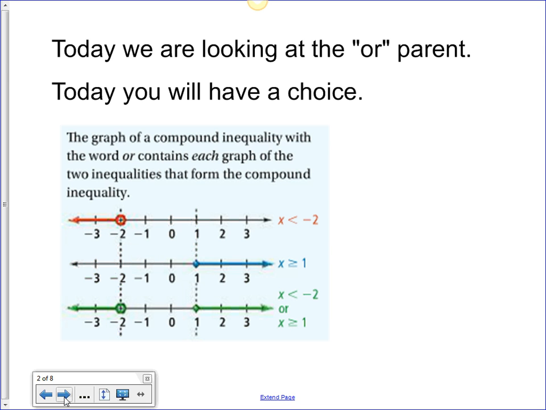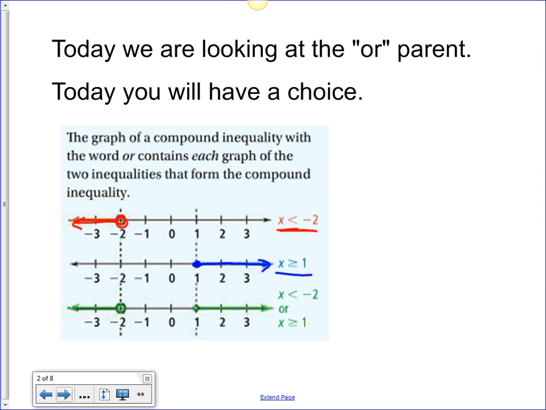So if we look at the graph of a compound inequality with the word OR, we're going to have two inequalities or two inequality graphs that form the compound inequality. So, for instance, if we take a look at this first top one, it says that x is less than negative 2. So x is less than negative 2 would be an open circle with an arrow going to the left. And the second one says x is greater than or equal to 1. If x is greater than or equal to 1, that's going to be a closed circle at the 1 and an arrow going to the right.